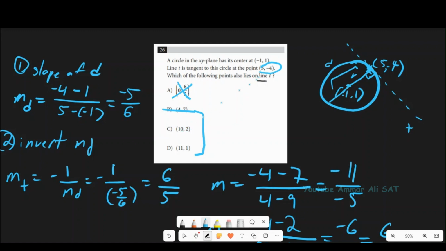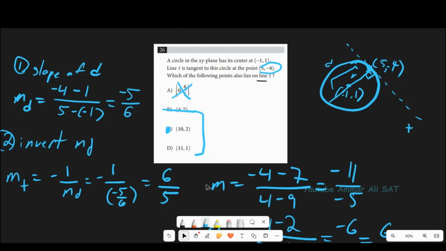So we figured out that this point in answer option C has the same slope, or the line between this point and this point on the tangent has the same slope as what we calculated the tangent line slope to be. So that means that this point lies on the same line, because the slope calculated between these 2 points is equal to the slope of the tangent line.